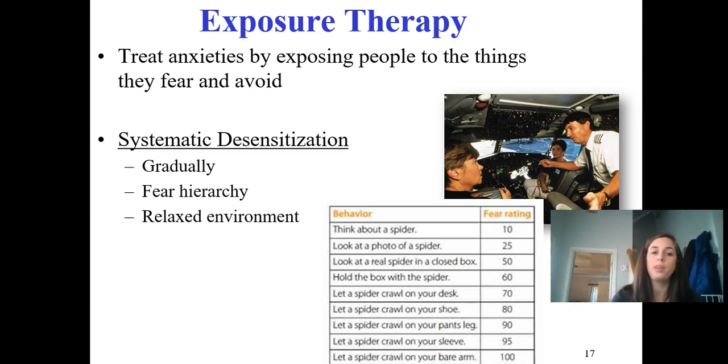Okay? Another, a little bit more recent thing they do. Oh, sorry, this picture up here, that would be part of a fear hierarchy too. If you're afraid of flying, at some point, maybe in the middle or higher up, you would go sit in the cockpit and talk to a pilot and reduce your fears that way.